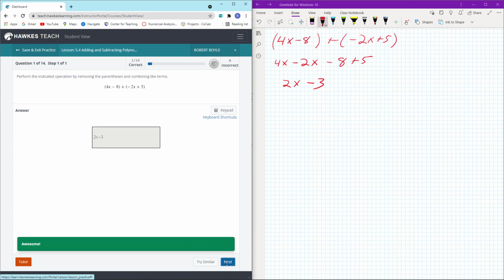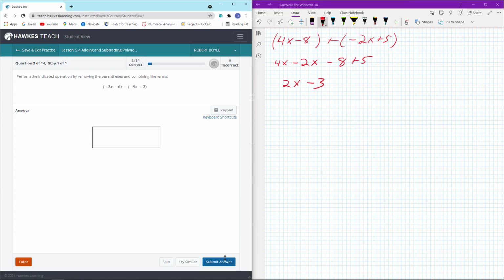Okay, moving on. Here is a subtraction problem. Here we have negative 3x plus 6, and then we are going to subtract negative 9x minus 2. So basically we're going to change the sign of these two terms and add them. So that will give us negative 3x plus 6. Changing the sign for the negative 9x, that will be positive 9x. And then changing the sign for negative 2, that'll be plus 2.